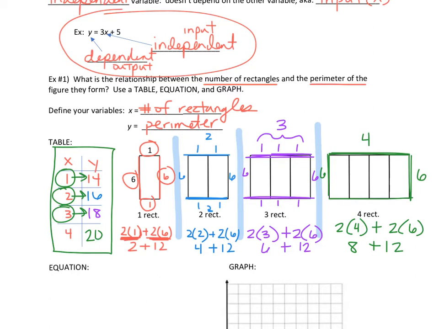So if you look here, let me just highlight something for you. This was 1 rectangle, and we took 2 times 1 down at the bottom. This one was 2 rectangles, and we did 2 times 2 at the bottom. This one was 3 rectangles, and we did 2 times 3 at the bottom. And this one was 4 rectangles, and we did 2 times 4. Okay? Notice this. We added 12 every time.